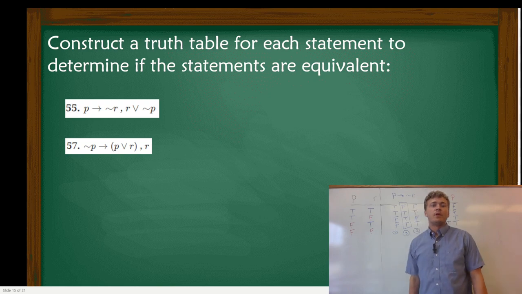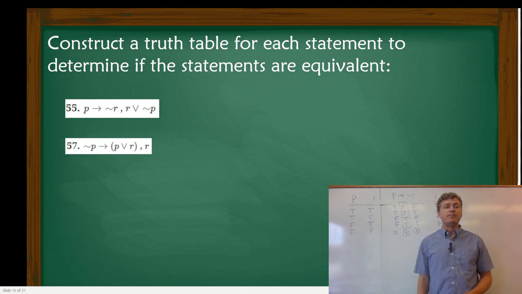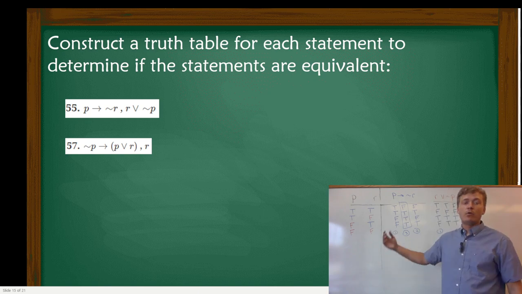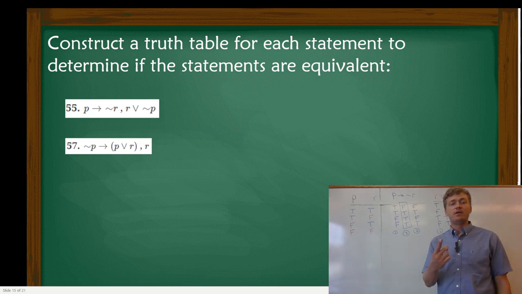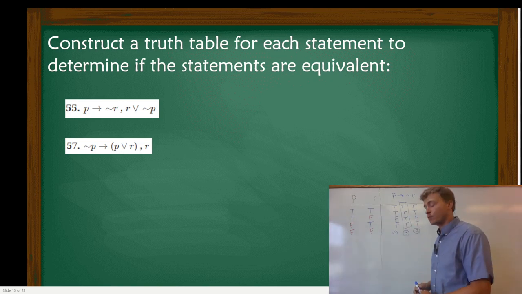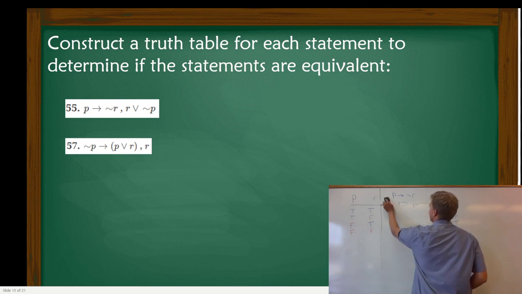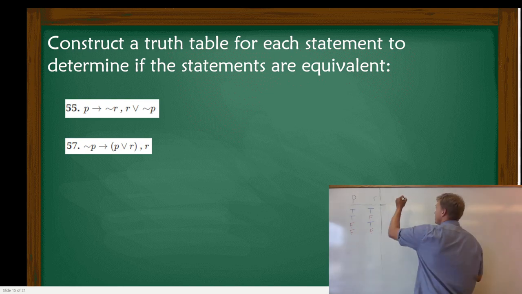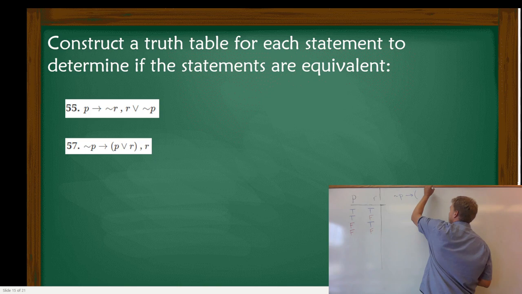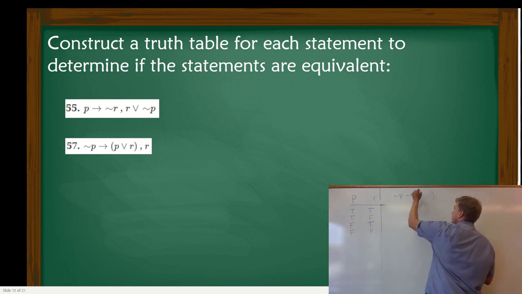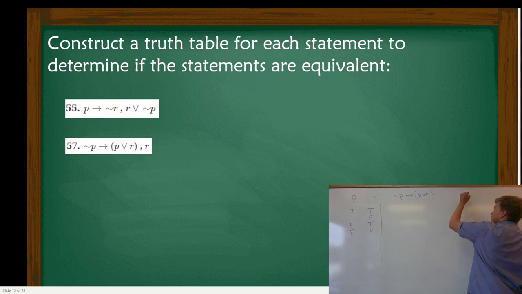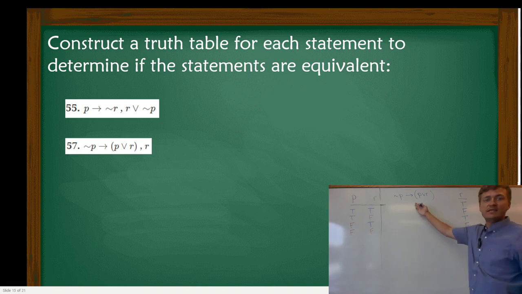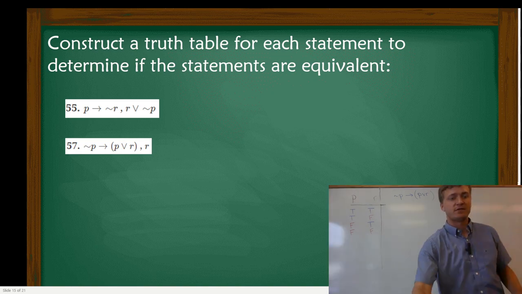What about number 57? We want to show here that not P implies P or R. Is it or is it not the same as R? Now, once again, we only have two simple statements, P as well as R. So we only have the four rows to work with. So I'll do some erasing here. And we will write up these two statements. The first one, not P, implies what? P or R. And then the other one is just simply R. We know what R looks like. It's TFTF. So we're just trying to see, does this match up with TFTF? So we'll go to the full screen.